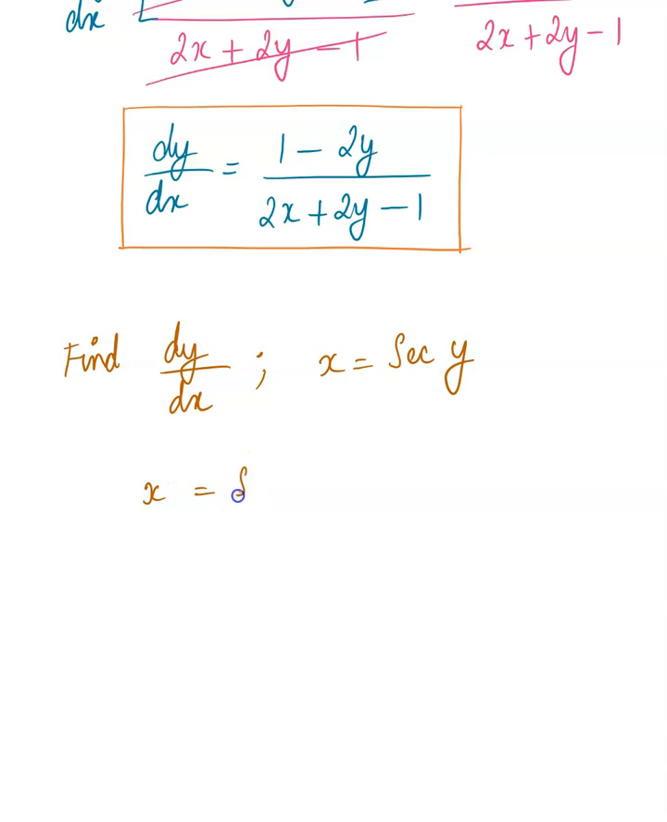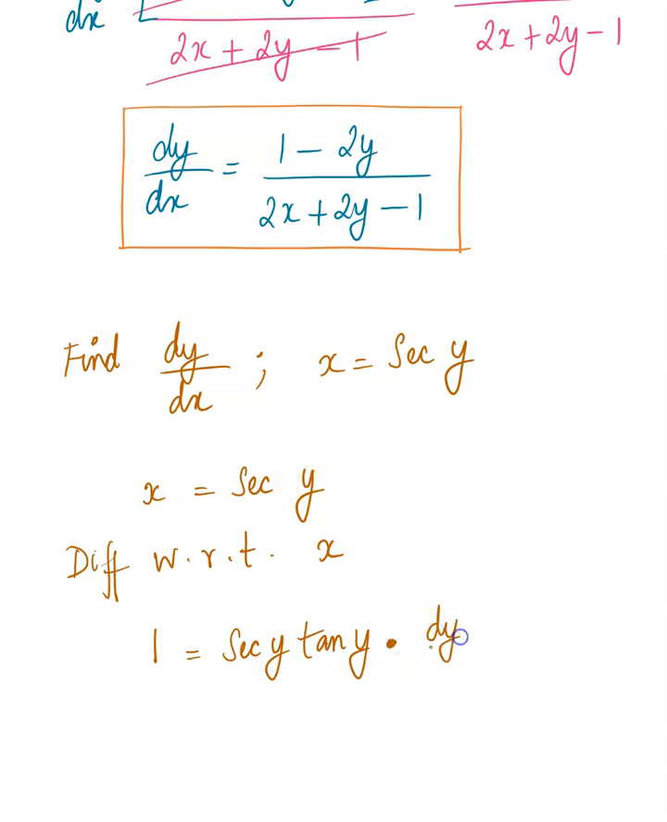So x equals secant y, and we know we have to differentiate with respect to x. So the derivative of x is 1. The derivative of secant is secant x tan x. But here it's not the x but the y. And remember, because y is in turn a function of x, we have to use the chain rule. So derivative of the outside times derivative of the inside. Derivative of the outside is secant y tan y times derivative of the inside, which is the y, dy over dx.